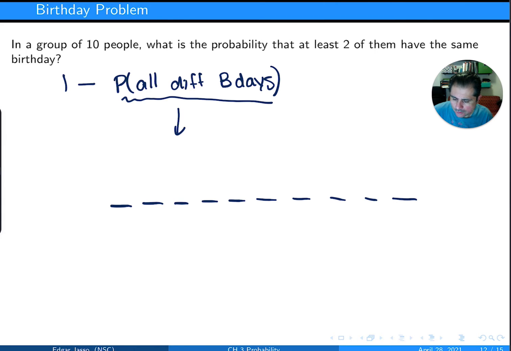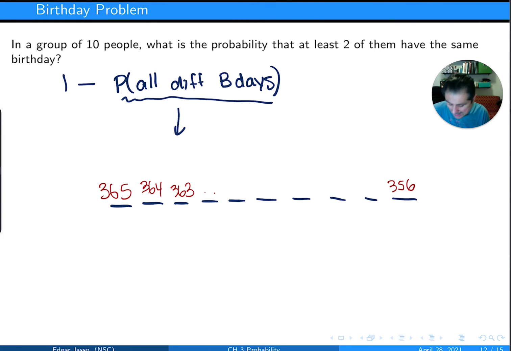So we know how to do that, right? The first spot could be filled by any of 365 days of the year, but I'm counting all different days. So the next one is going to be 364, right? If I don't want to repeat birthdays, the next one is 363, and so on. The last one, I believe, will be 356, which makes it 10 factors. But I'm going to multiply those, right?